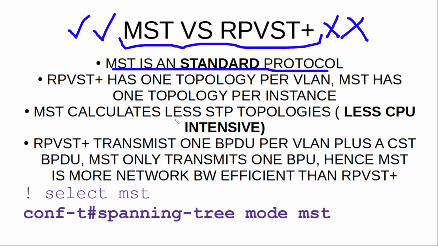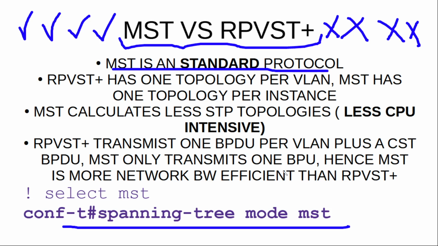Multiple spanning tree will calculate fewer spanning tree topologies, so it is less CPU intensive than rapid per VLAN spanning tree plus. Rapid per VLAN spanning tree plus transmits one BPDU per VLAN plus a CST BPDU, whereas multiple spanning tree transmits only one BPDU. So in that sense, multiple spanning tree is more network efficient than rapid per VLAN spanning tree plus. In order to select MST as your spanning tree protocol, you should issue this command: spanning-tree mode mst.